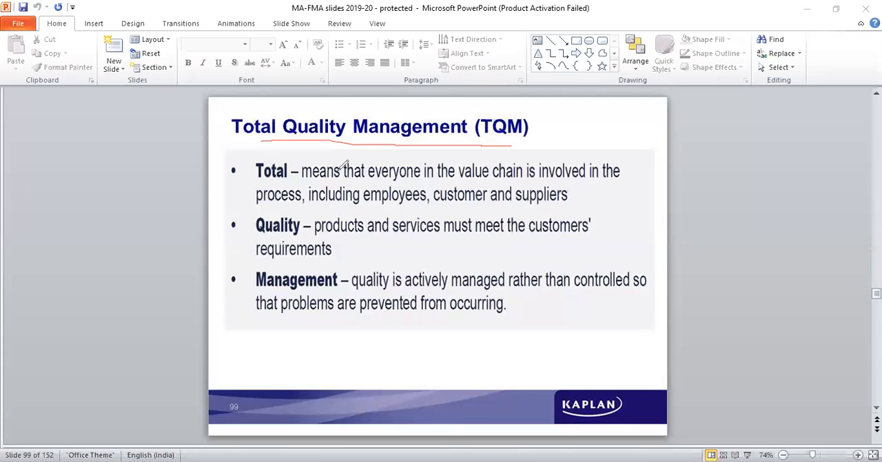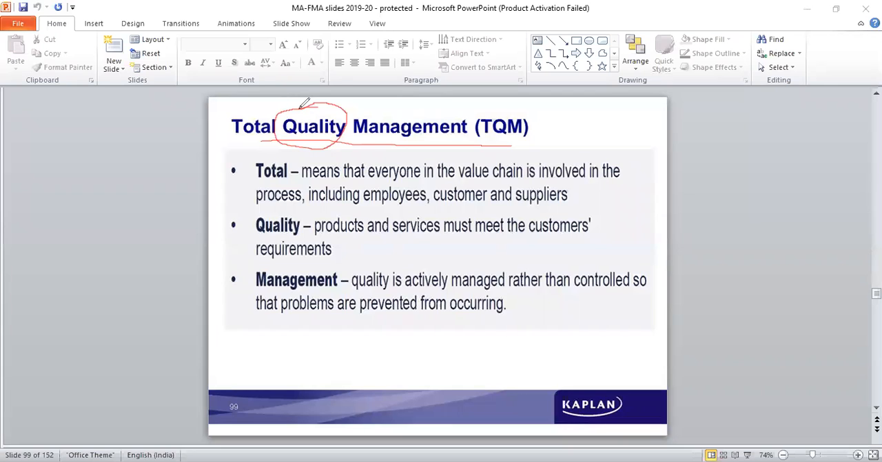The emphasis here is to see that they provide quality products, even to the extent that there is no defective product produced. Zero defective is their objective. Okay. TQM is a continuous effort put in to improve their process.